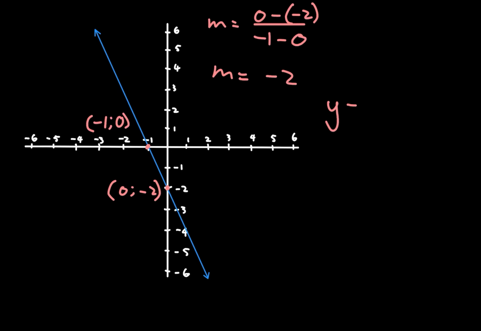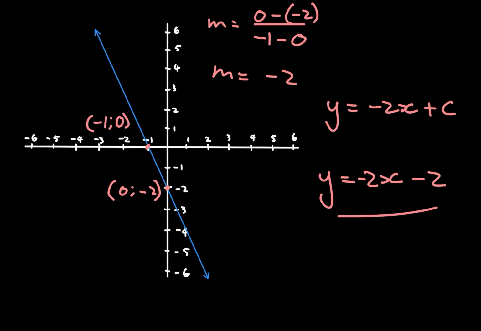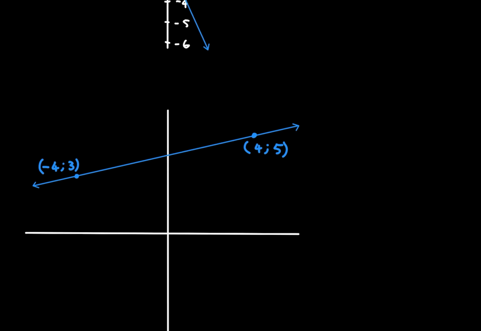So therefore we have y is equal to negative 2x plus c. Now we already said that c is our y-intercept, and we can see that this intersects the y-axis at negative 2. So therefore the equation of our line is y is equal to negative 2x minus 2. Let's move on.